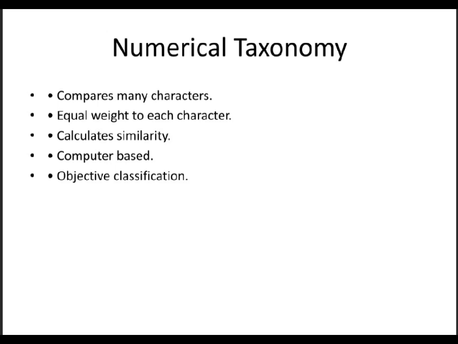These characteristics include shape, size, gram staining, colony color, biochemical reactions, growth in different temperatures, and ability to use different nutrients. Each characteristic is given equal importance. No single characteristic is considered more important than another. A computer then compares all these characteristics and calculates the percentage of similarity between two bacteria.